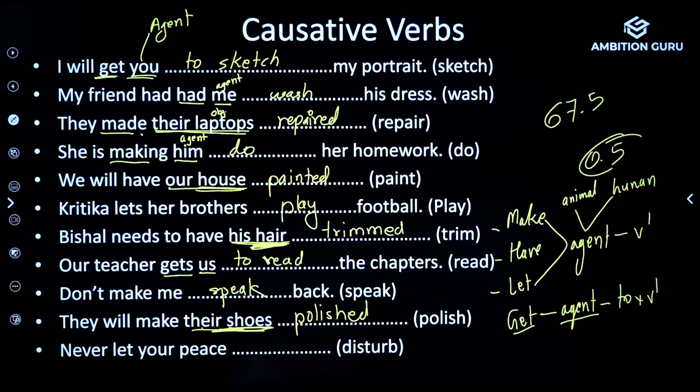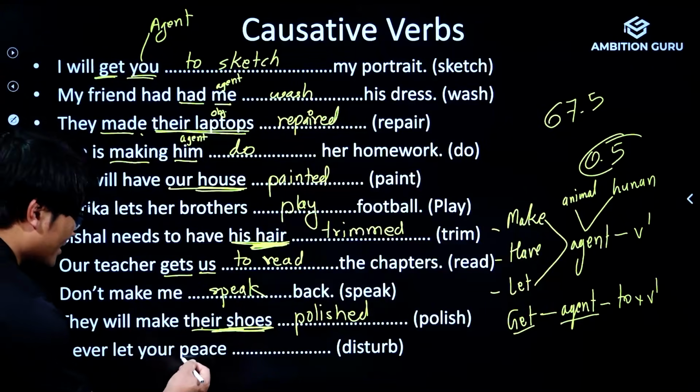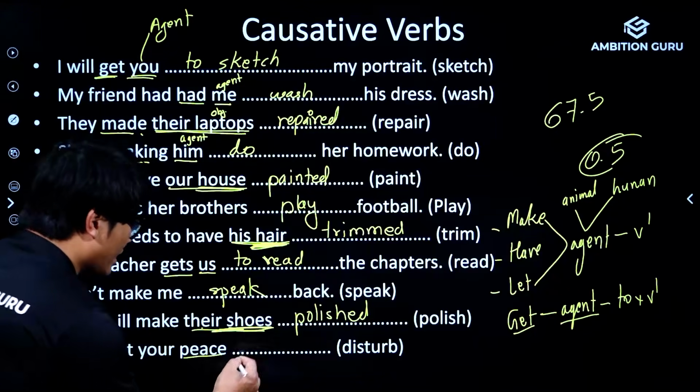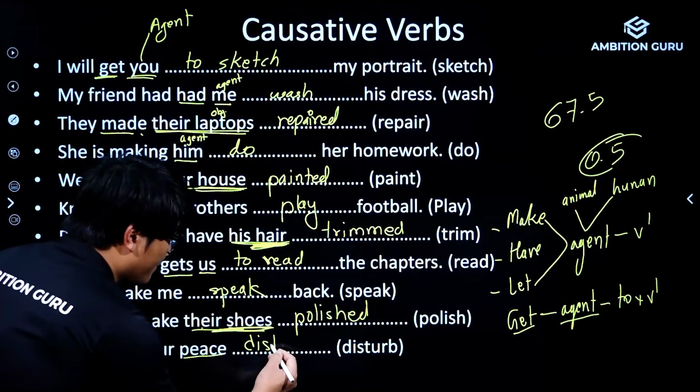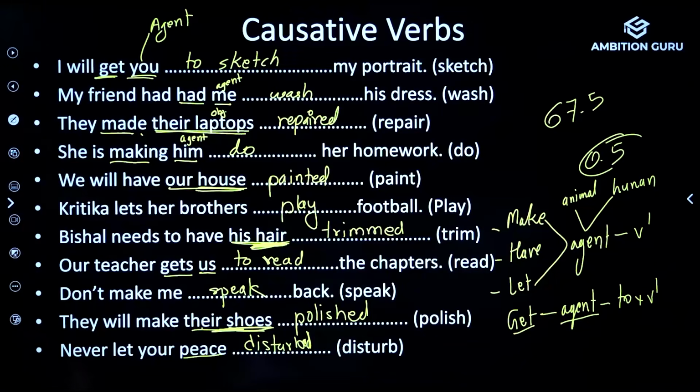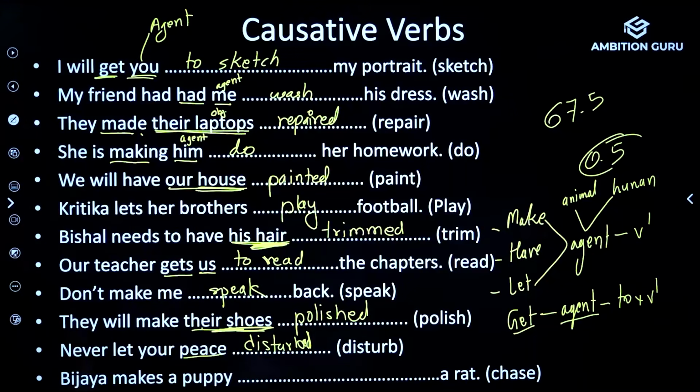Last questions. Never let your peace... disturbing, or what is right? So peace here is an object. It's not a human, it's not an animal. So here should be verb 3, like disturbed. Never let your peace disturbed.